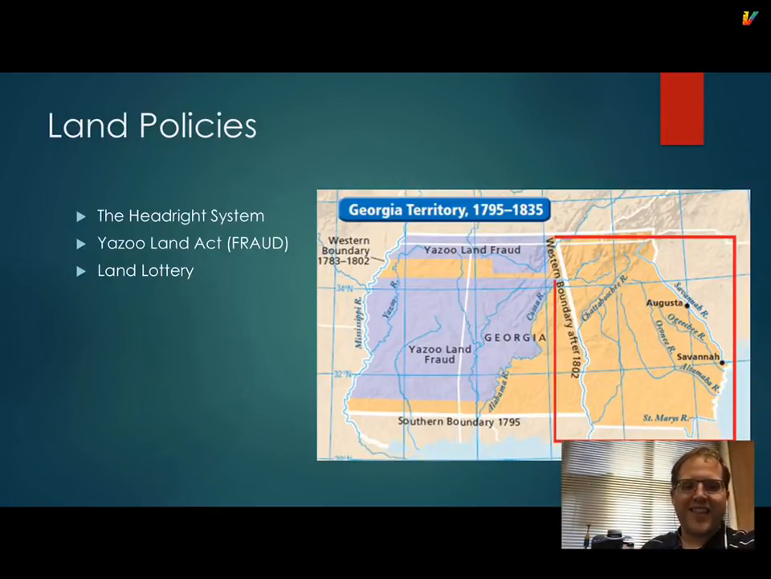The problem is that with the headright system, they had too many people trying to claim the land. Some people were trying to claim more than that 1,000 acres. And so they started to run low on the land, and it was too hard to keep up with. So they did away with that.